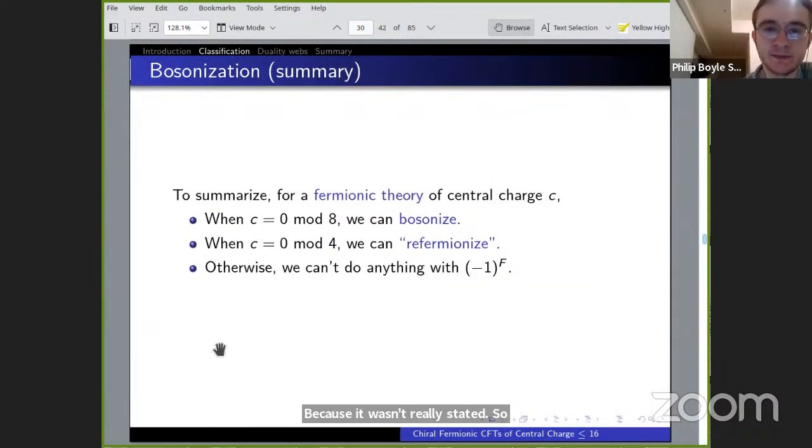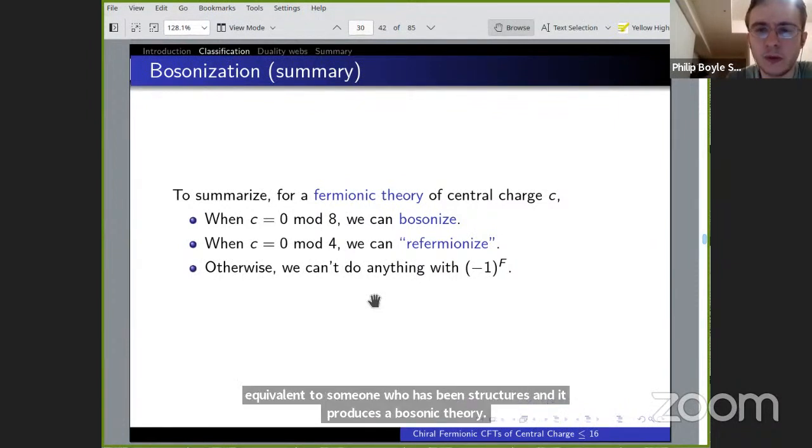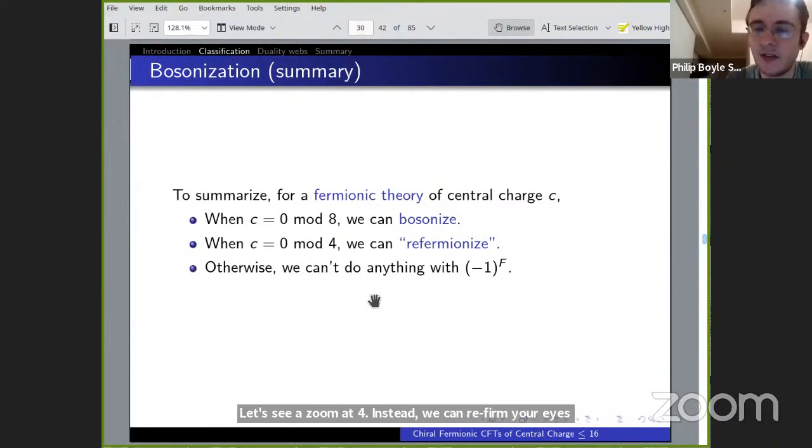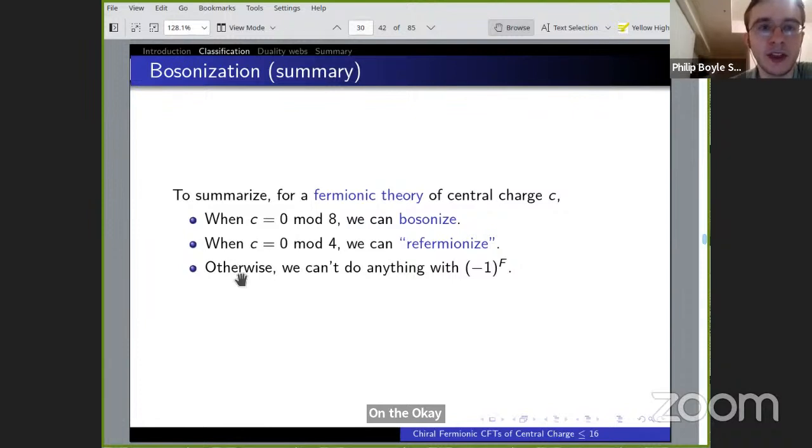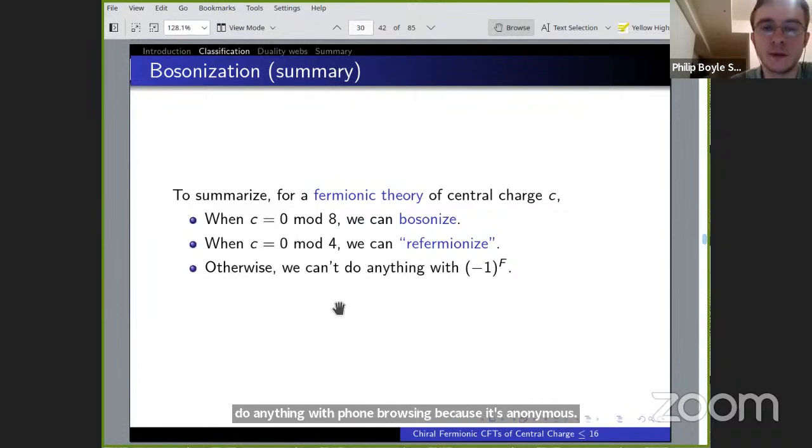To summarize this section, for our fermionic theory with central charge C: when C is 0 mod 8, we can bosonize. That means we can gauge fermion parity, which is equivalent to summing over spin structures, and it produces a bosonic theory. When C is 4 mod 8, instead, we can refermionize, which is again gauging fermion parity, but this time it's not equivalent to summing over spin structures, because that's not allowed, and instead it produces a fermionic theory. For all other values of C, we can't do anything with fermion parity because it's anomalous. We can probably do other topological operations, with other symmetries, but not with fermion parity.